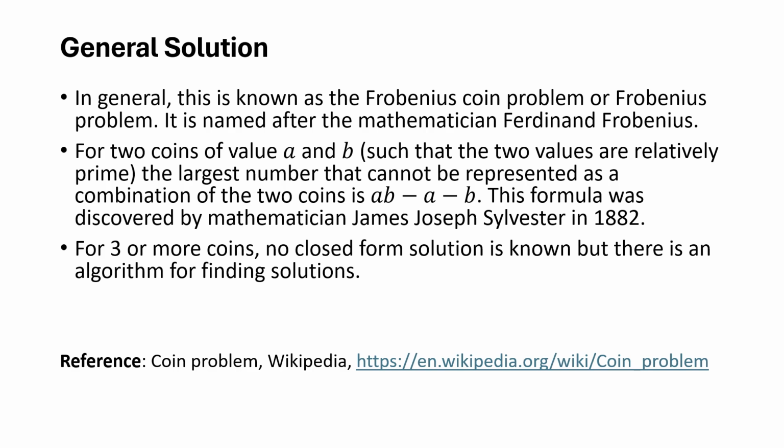So that checks out for that one example. The formula was discovered by mathematician James Joseph Sylvester in 1882. For 3 or more coins, no closed solution is known. In other words, no solution of an equation like this, but there are algorithms known for finding solutions. And they're discussed further in this Wikipedia article. I'll put the link in the information to this video, so you don't need to copy it down.